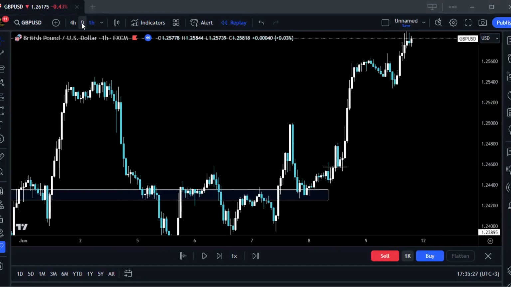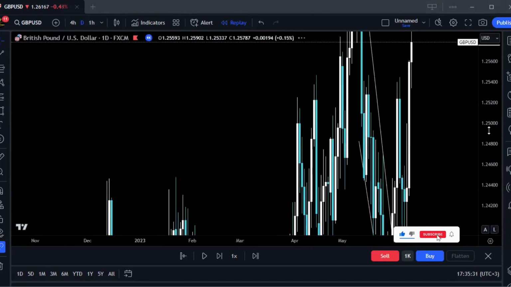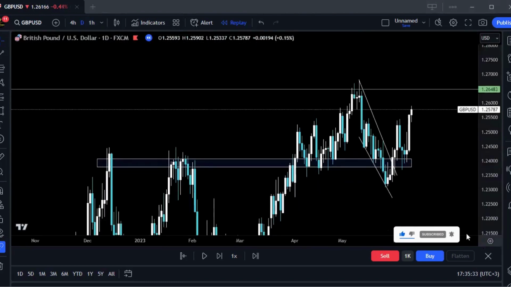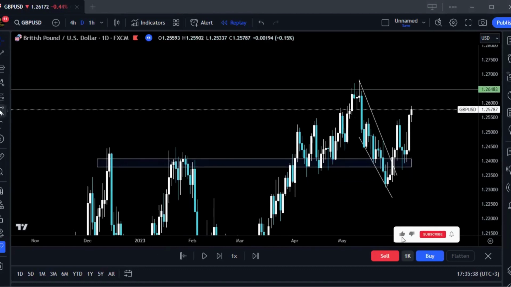Now let's go back again. So we already caught that move. Let's go back again to the daily. What's going on out here? Okay, so on the daily, we see that prices are still very much bullish. They just broke above this high.